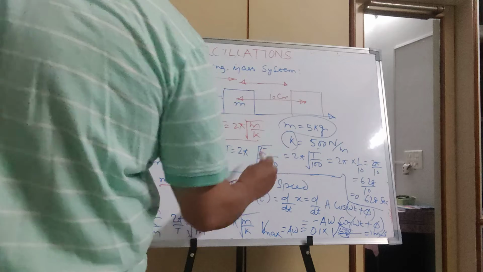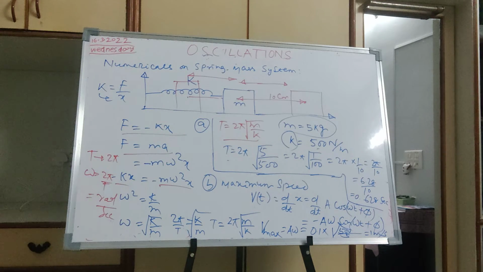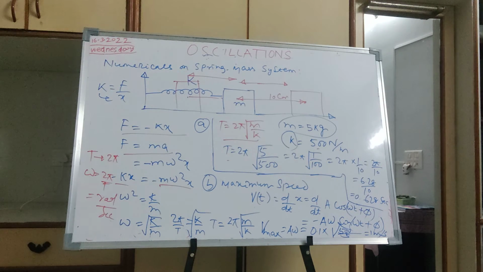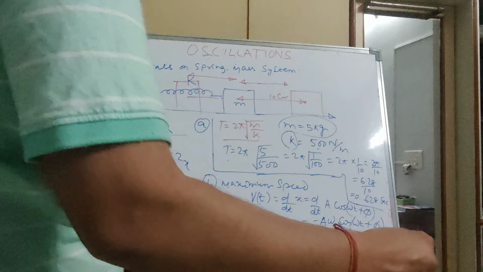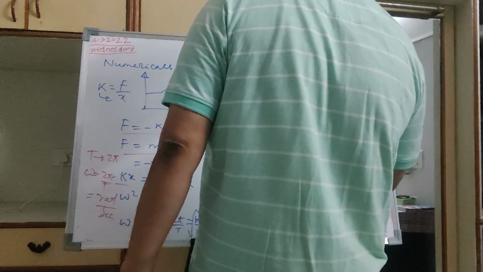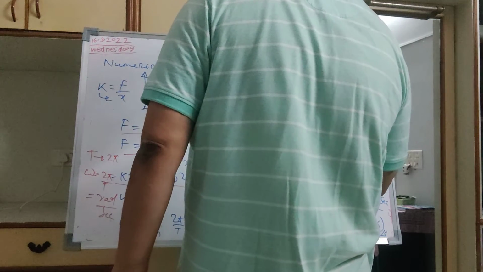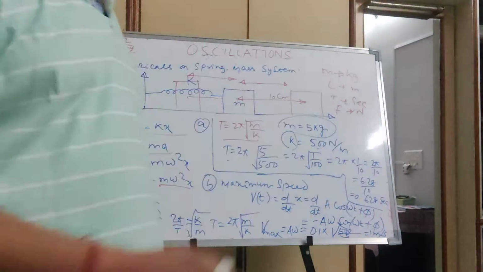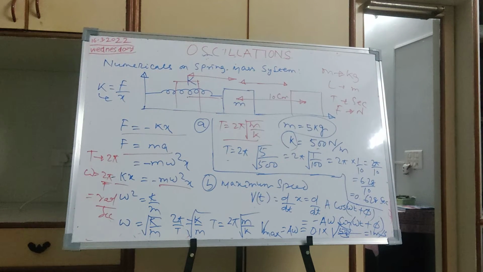So we have come to this point, 2 pi root m by k. Now we know mass is 5 kg and stiffness is 500 newton per meter. There is no need to convert anything, because in SI unit, mass is kg, length is meter, time is second, and force is newton. So these are consistent SI units, or you can otherwise call it MKS units also.